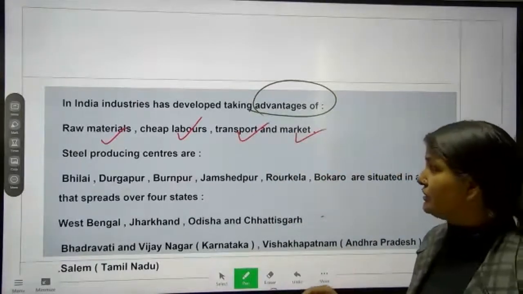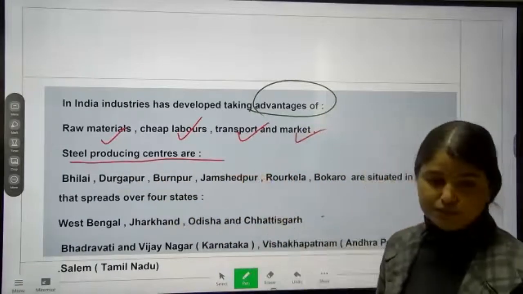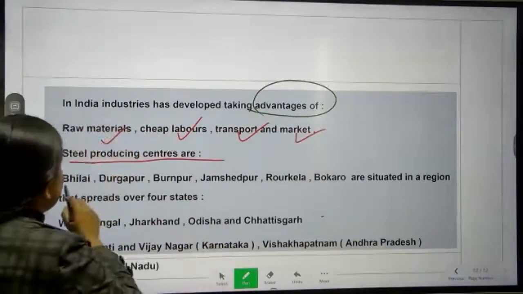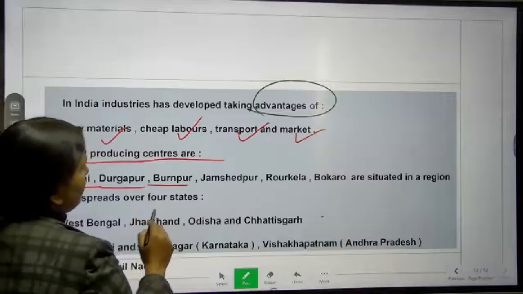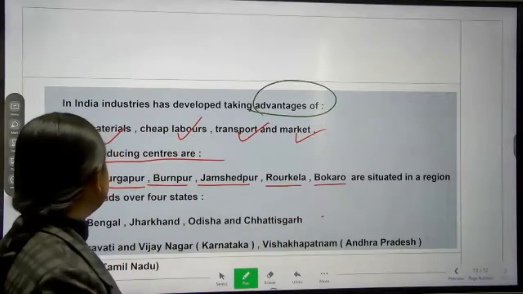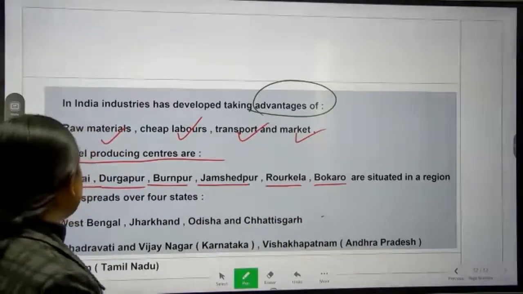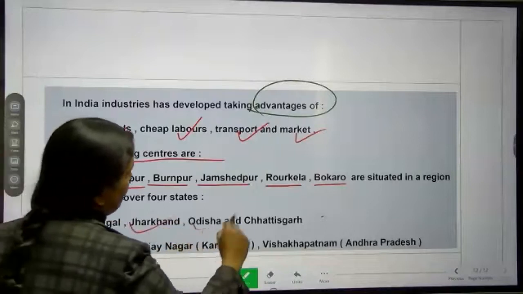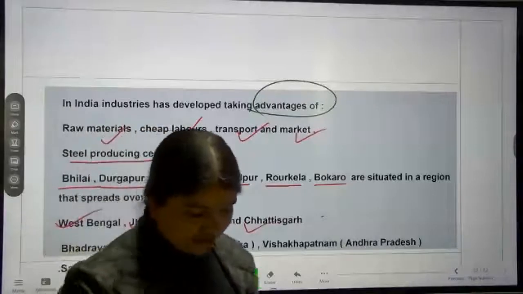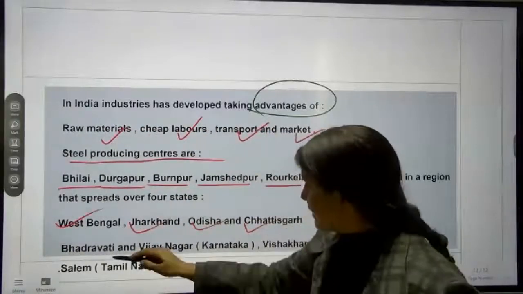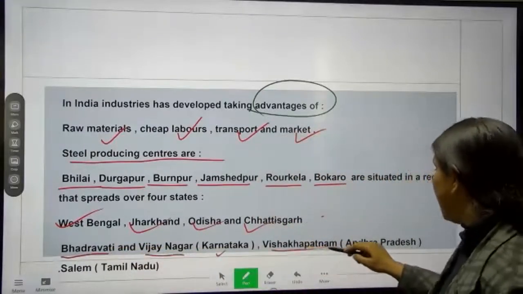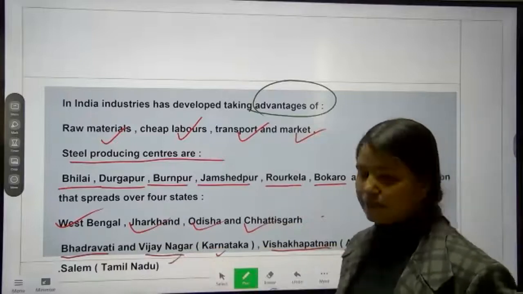Just like if you see steel producing centers, matlab the industries which produce steel: Bhilai is there, Durgapur is there, Burnpur is there, Jamshedpur is there, Rourkela is there, Bokaro is there. And these are the industrial regions, we can say. Mainly they are located in West Bengal, Jharkhand, Odisha and Chhattisgarh. Except these, some more are there: Bhadravati, Vijayanagar in Karnataka, Visakhapatnam in Andhra Pradesh and Salem in Tamil Nadu.